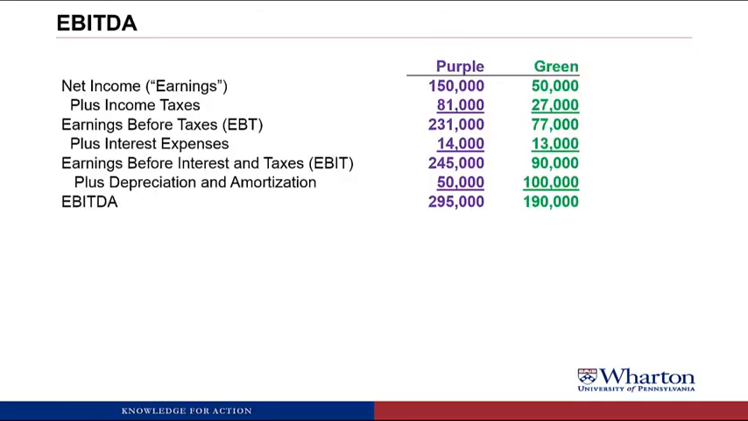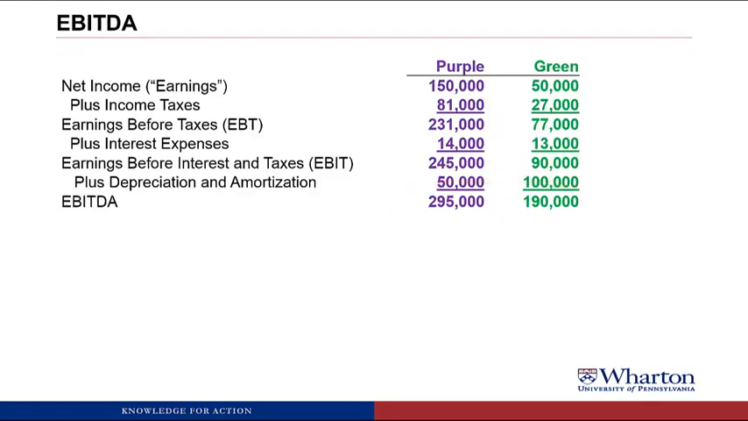Last, I want to look at EBITDA for these two companies. Remember, EBITDA is earnings before interest, taxes, and depreciation and amortization. And what we see from the EBITDA is that Purple has much higher EBITDA than Green, which means that EBITDA is really not picking up cash flow, because what we just saw in the cash flow statement was that the cash from operations was identical between these two companies.